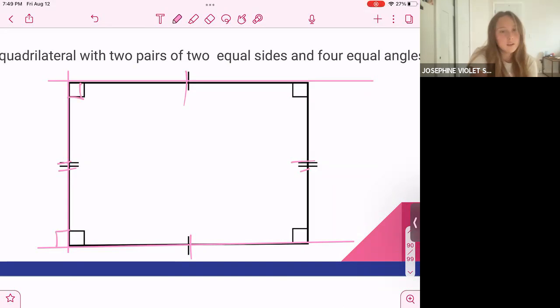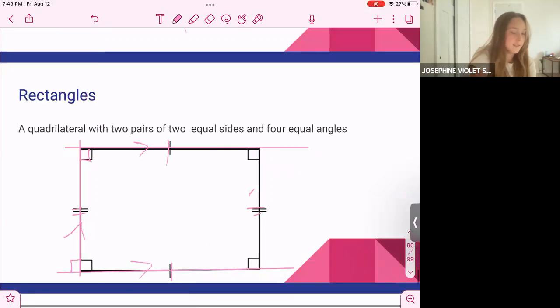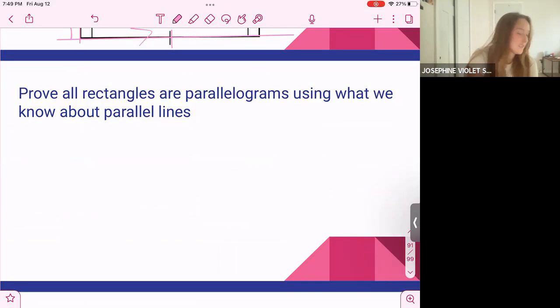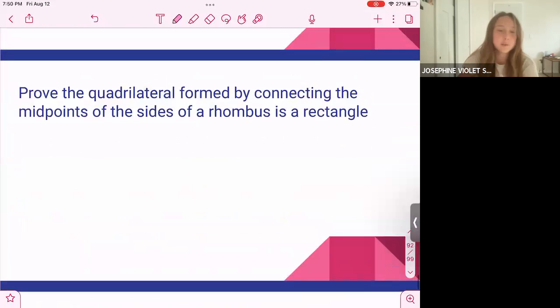So the alternate exterior angles are equal, which means that these lines are parallel. Okay, cool. Same process works for these sides. Okay, I just did that. Sorry, it just says prove all rectangles are parallelograms. Okay, cool. So this is a really complicated problem, and I don't think we have time for it. I just want to introduce it.